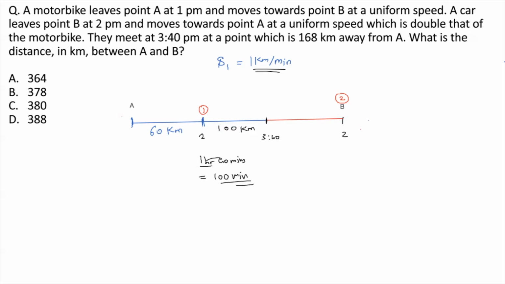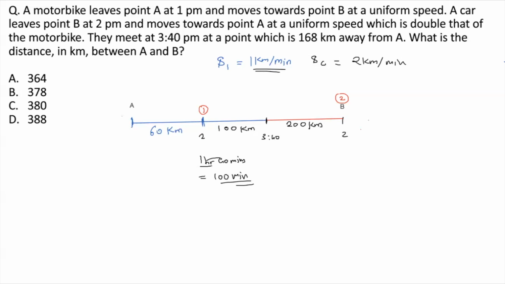And now the car starting at point B has a speed double that of this one. So the speed of the car will be double of this, meaning 2 kilometers per minute. So in the same time, it has covered double the distance. That means the car has traveled a total distance of 200 kilometers from 2 to 3:40, right?